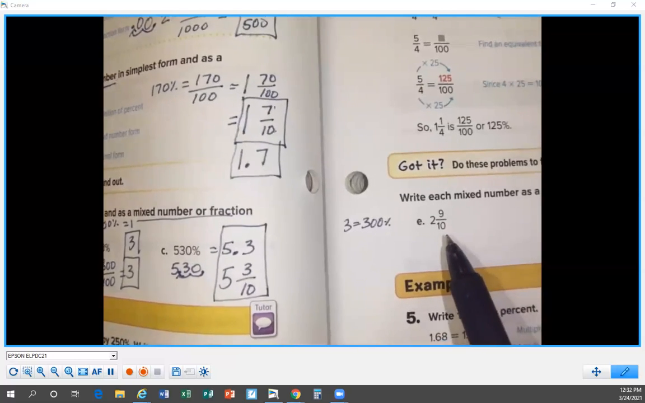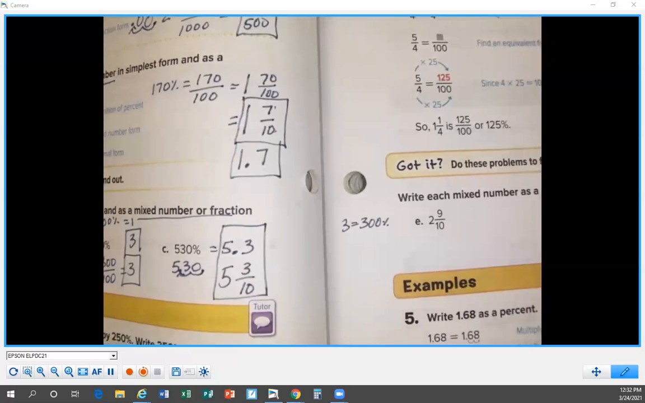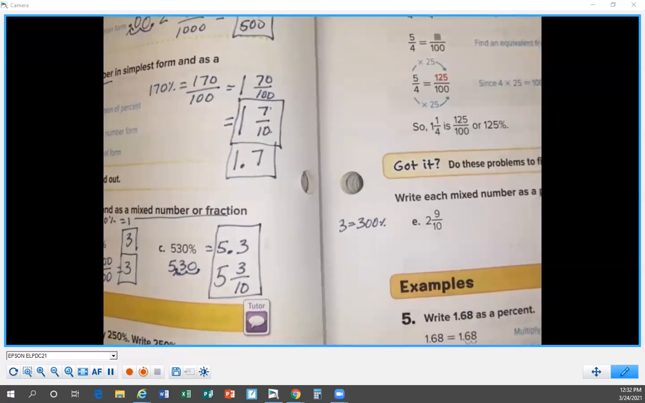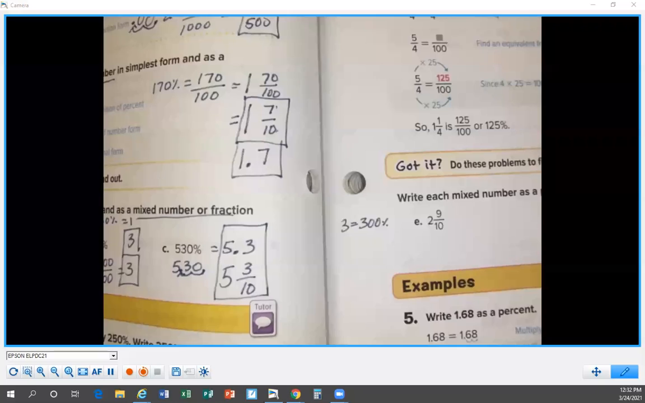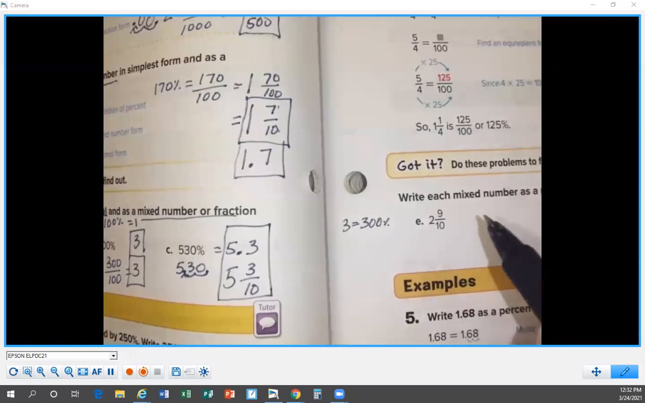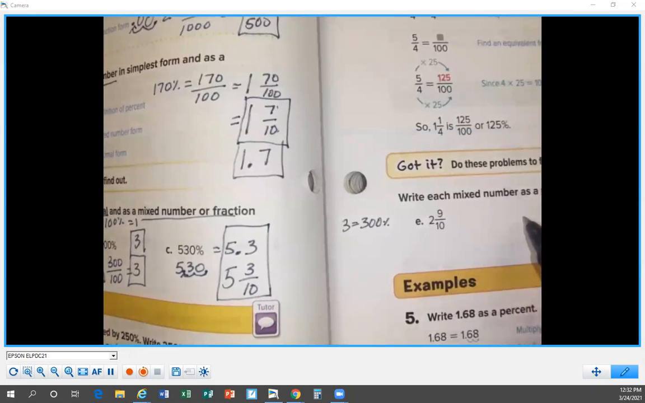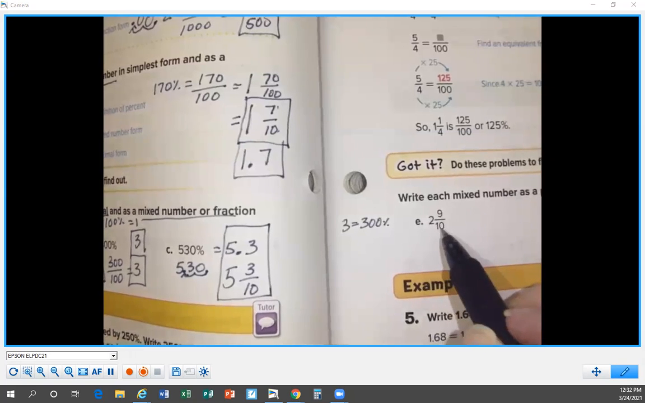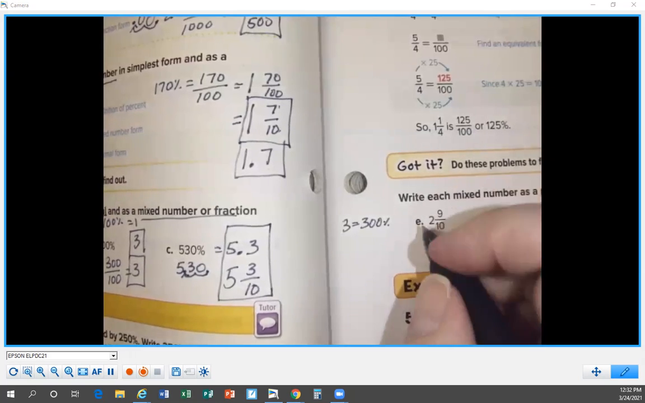But we're going to show our work because some of the problems on your homework, you're not going to be able to do them in your head. You need to show your work. So we're always showing our work. So first, let's go ahead and write it as an improper fraction. We do that by doing denominator times whole number plus numerator. So 10 times 2 is 20, plus 9 is 29.